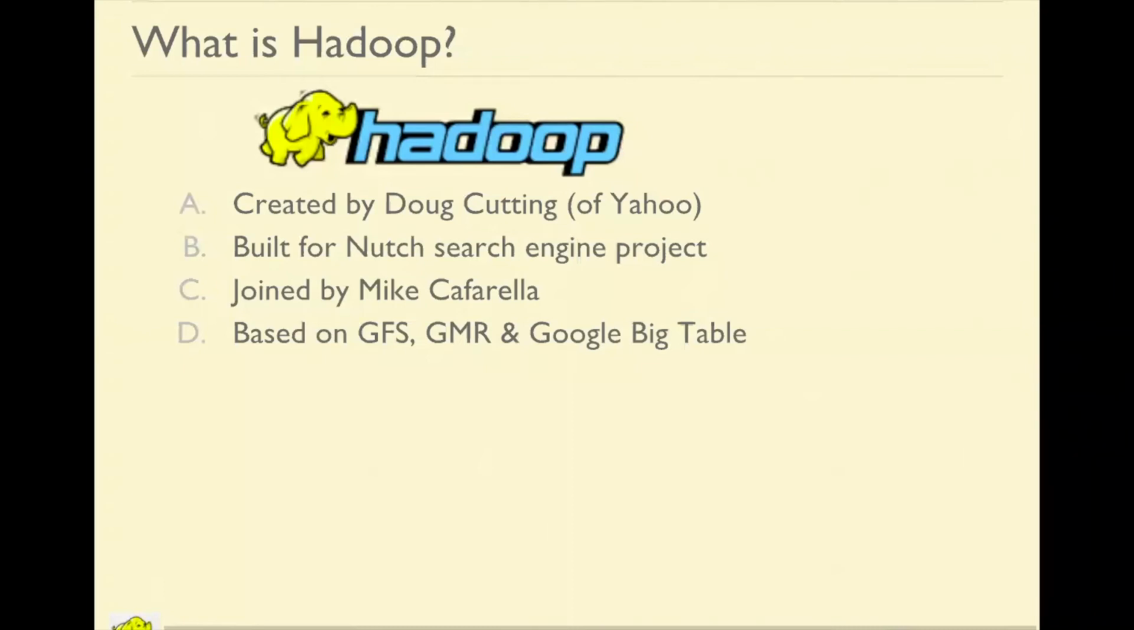Google did not publish the software. They just wrote a couple of detailed papers on the design of these three, from which Doug and Mike got inspired, and they built Hadoop. It was named after the toy elephant of Doug Cutting's son.